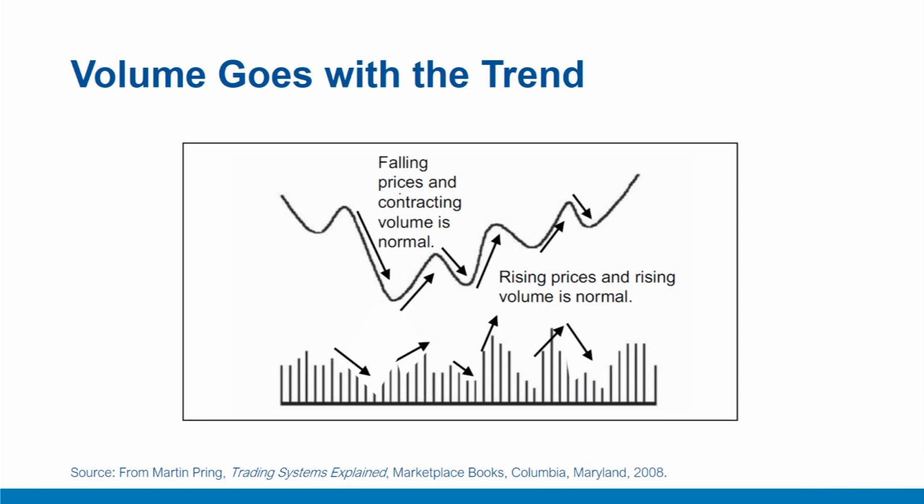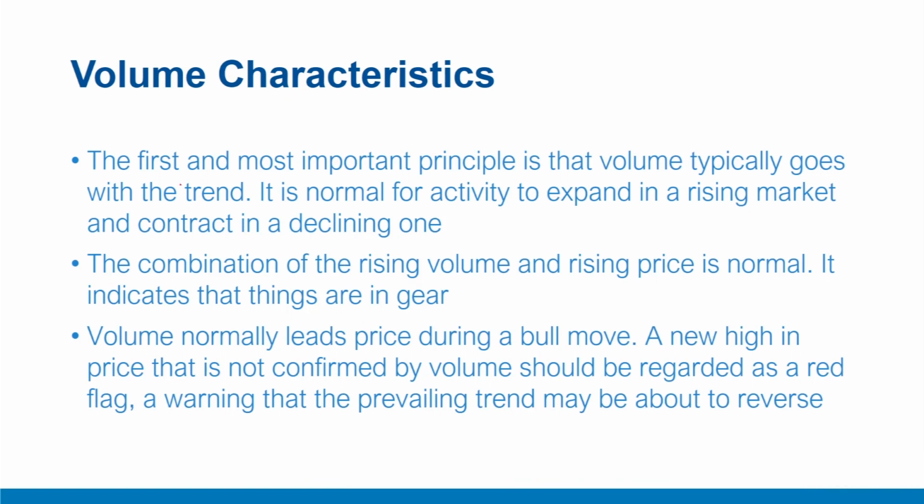Let's look at this diagram here. Falling prices and contracting volume, like here, is a normal situation, and rising prices and rising volume is also a normal situation. The first and very important principle is that volume goes with the trend. So it is normal for volume to expand in a rising market and contract in a declining one. The combination of rising volume and rising price is also normal, as we saw. It indicates that things are in gear.